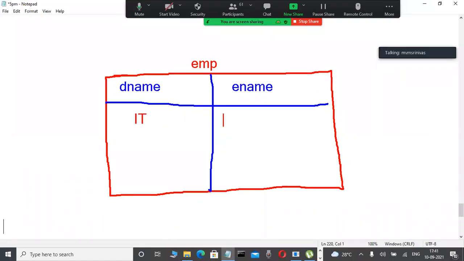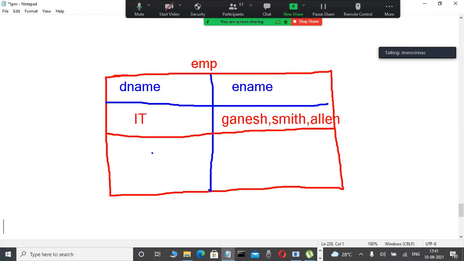Now some employees. For example, today being a festival, Ganesh is an employee. Again, Smith is an employee. Again, another one, Alan is an employee. Okay, fine. Now 3 employees are working in this IT department. In the HR department, another department, only I am working, Murli, my name. I suppose, for example, I'm a senior-most programmer, designing that scenario into tables. Now I am creating this table.